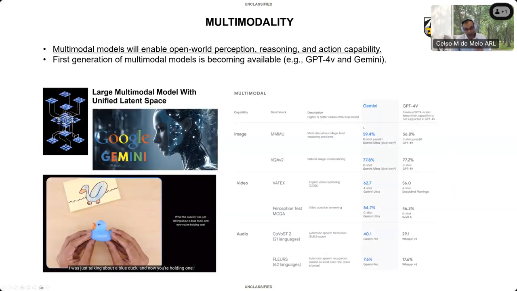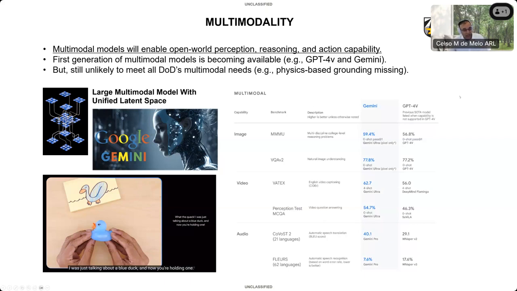Now, the idea is that these multimodal models are like world models that enable open world perception, reasoning, and action, which introduces a whole new set of use cases. And we are starting to see the first generation of models coming out of the industry. So think of GPT-4o or Gemini, and they already are able to do a few interesting things that go beyond language.